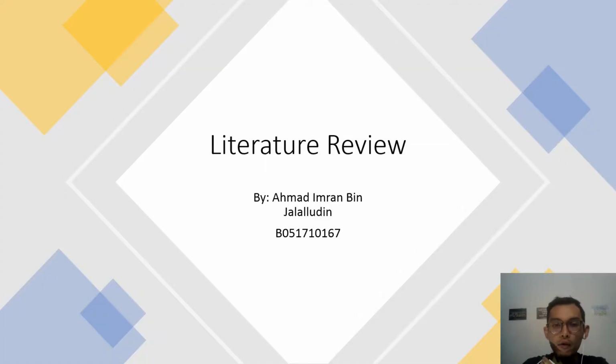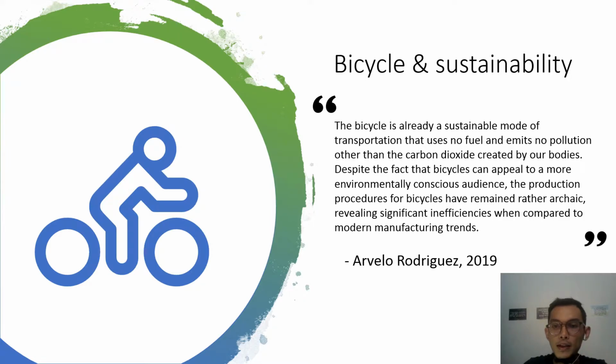Hi everyone. The literature review section will be explained by me. The first one is bicycle and sustainability. A bicycle is already a sustainable mode of transportation that uses no fuel and emits no pollution other than the carbon dioxide created by our bodies. Despite the fact that bicycles can appeal to a more environmentally conscious audience, the production procedure for bicycles has remained rather archaic, revealing significant inefficiencies when compared to modern manufacturing trends. This statement is from Arvelo Rodriguez 2019.